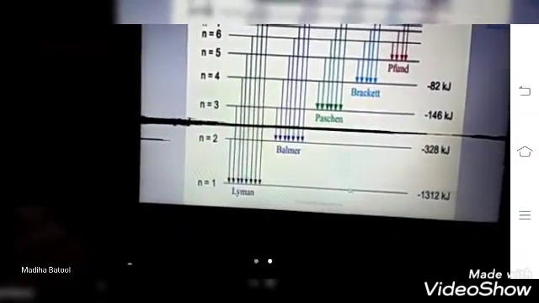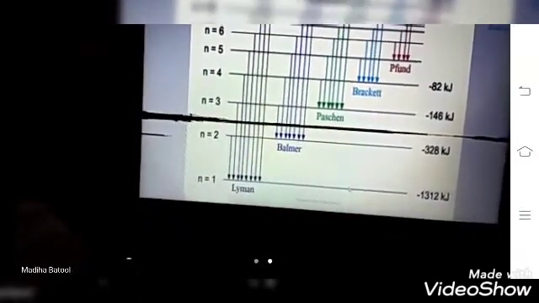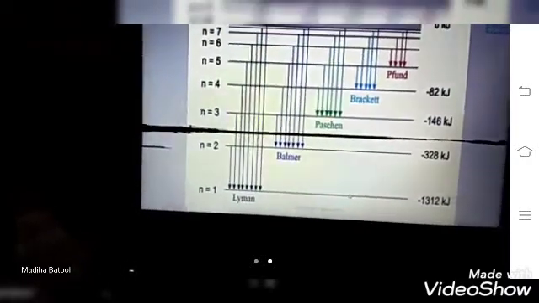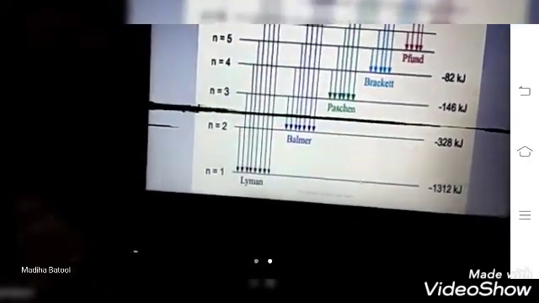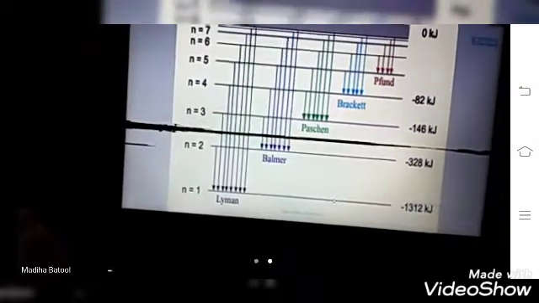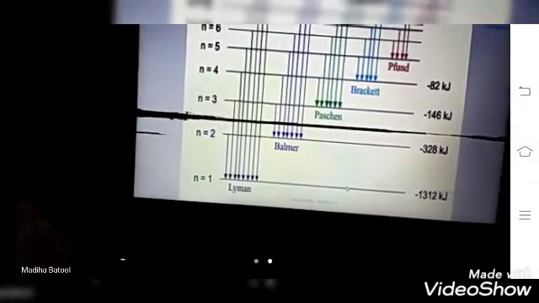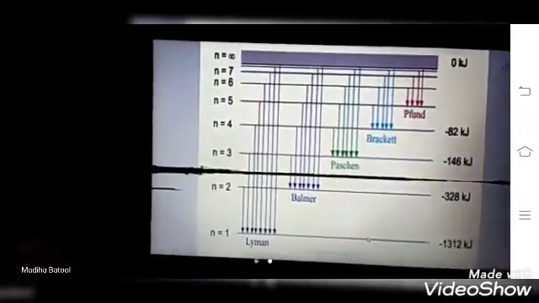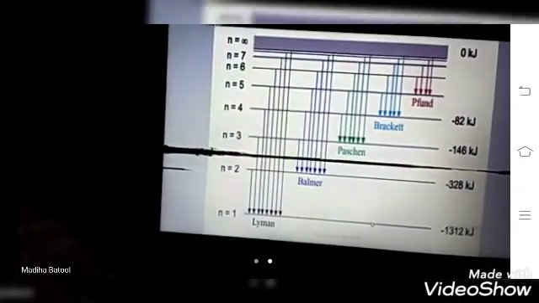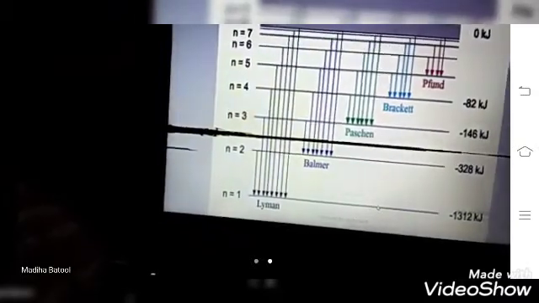Energy is 1312 kilojoule, 328 kilojoule, 146 kilojoule, and 82. All the series, the different Lyman, Balmer, Paschen, Brackett, and Pfund series and their energy levels, from a high energy level to a low energy level. The infinity has 0 kilojoule, and from Lyman is 1312, highest energy level to lowest.